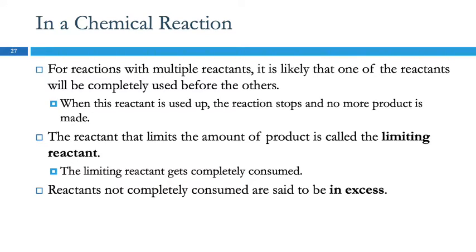So in a chemical reaction where we have more than one reactant, it's very likely that one of the reactants will be used up before the others. Just like when you're cooking, you're usually going to run out of one thing. It's never going to come out even, right? You're baking cookies and you run out of eggs or you run out of flour. You don't run out of everything at the same time. And that's how it is in most chemical reactions. So that reactant that stops the product is called the limiting reactant. The limiting reactant gets completely used up.